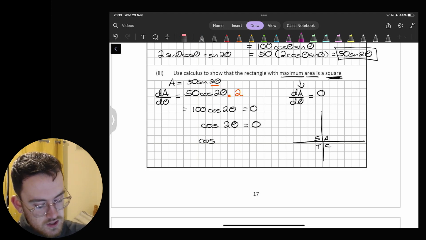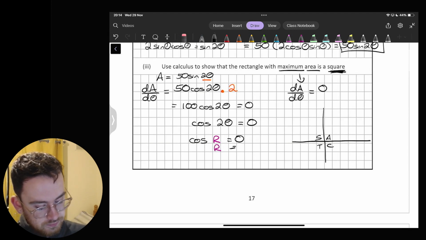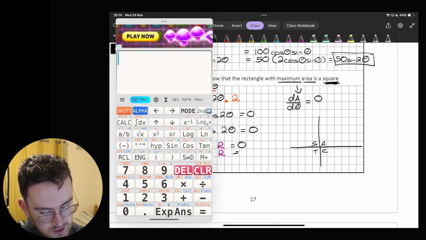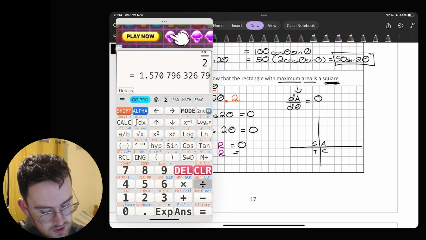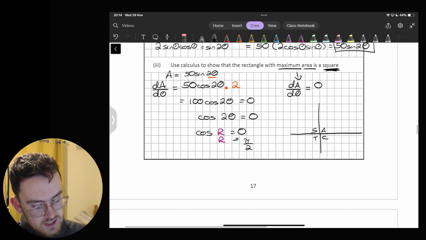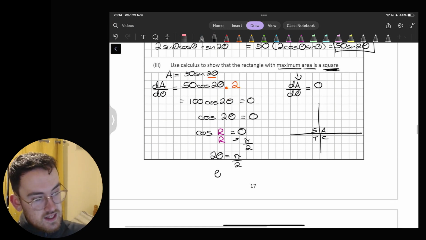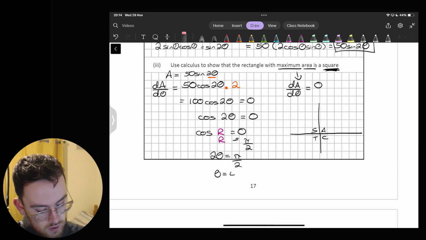So let's say cos of my reference angle equals 0, which means that my reference angle is equal to cos inverse of 0. So let me just make sure my calculator is in radians. Cos inverse of 0 is pi over 2. So that's going to tell me that 2 theta is equal to pi over 2, which means that theta itself is equal to half of that. Okay, so pi over 4.